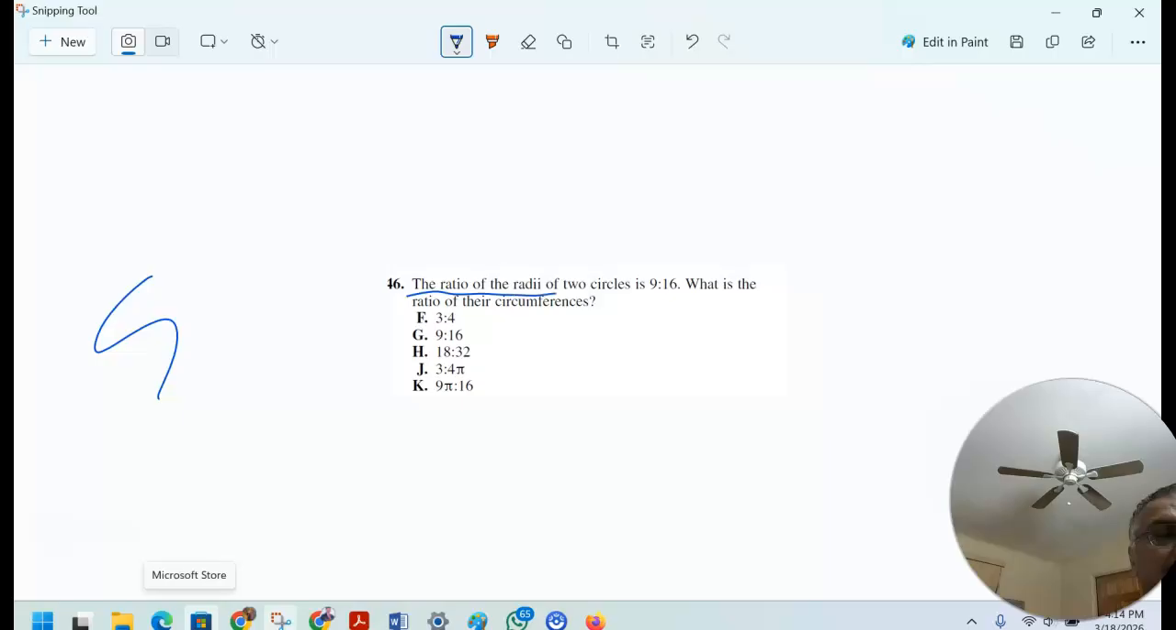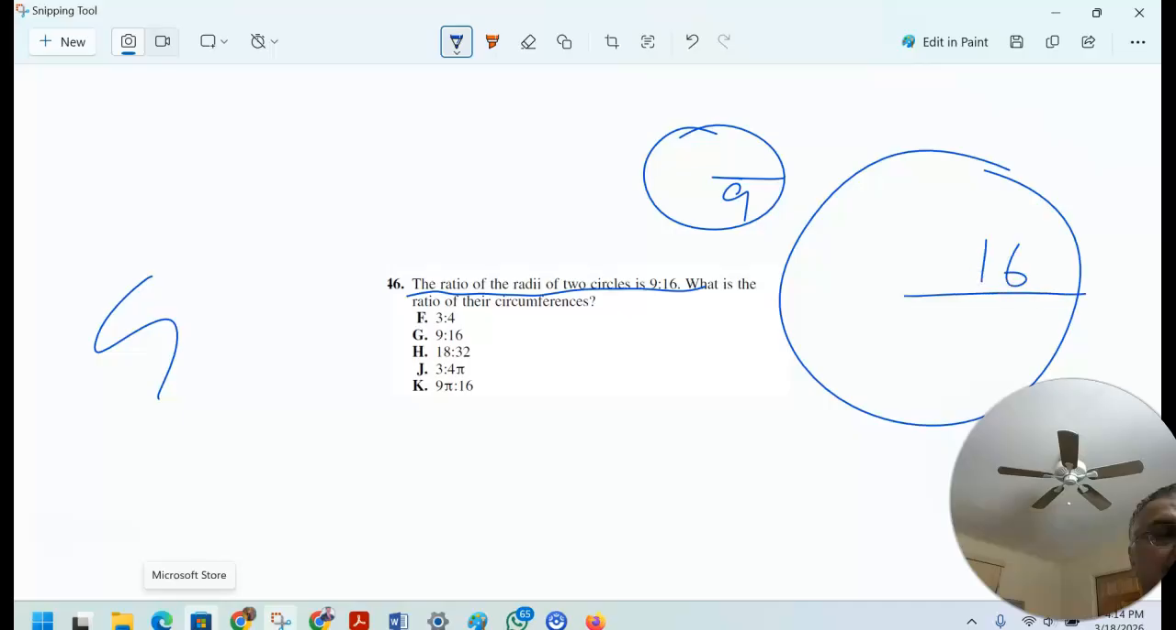okay. The ratio of the radii of two circles is given. That means if this is 9 and the other one is 16, so this is R1, the first one, and this is R2. The question is, what is the circumference ratio? The first one. So what is the circumference?